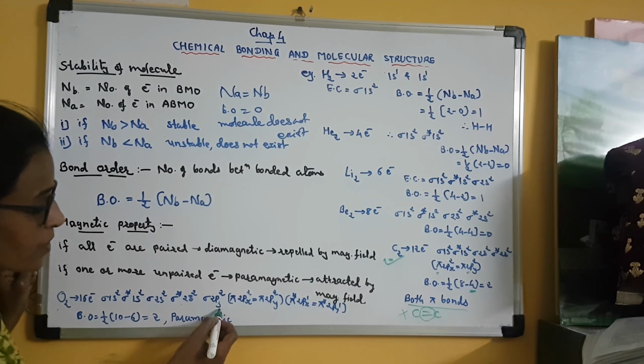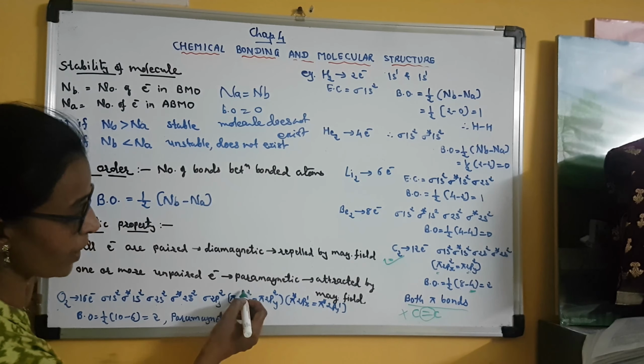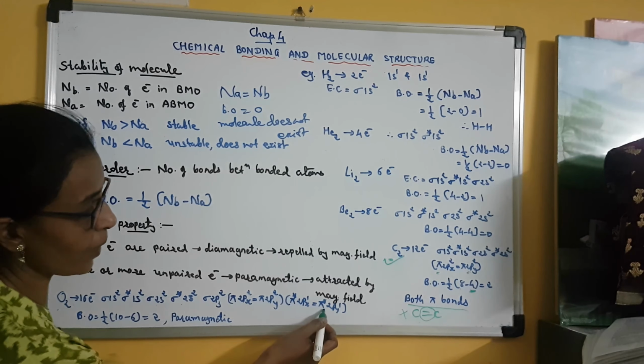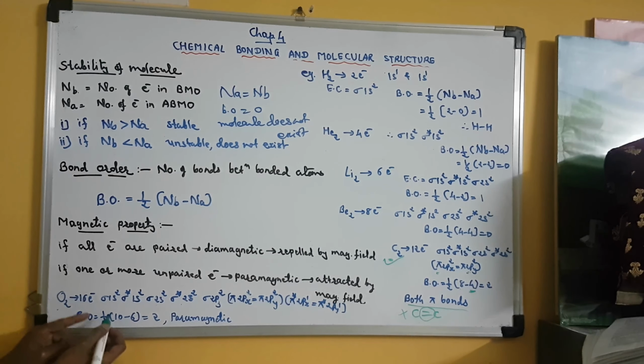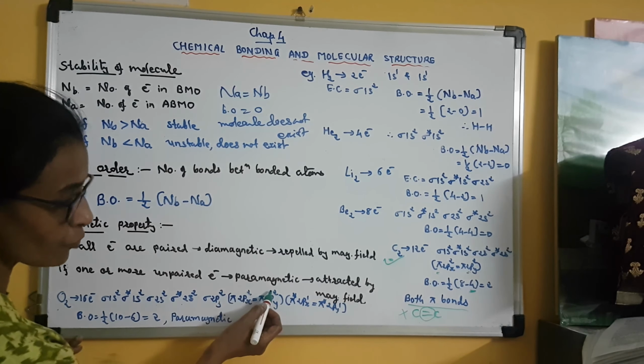So in sigma 2pz also there are 2 electrons. Then pi 2px is equal to pi 2py, 2 electrons in each. Then pi star 2px is equal to pi star 2py, and here there is only one electron each. You can see here total 16 electrons. So 2 plus 2 is 4, plus 2 is 6, plus 2 is 8, plus 2 is 10, plus 2 is 12, plus 2 is 14.